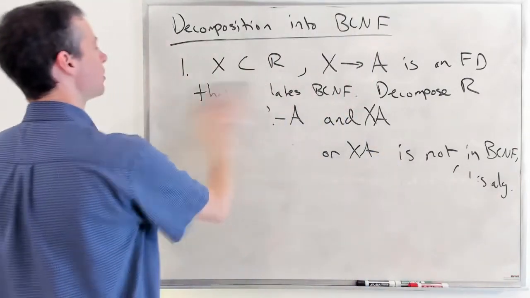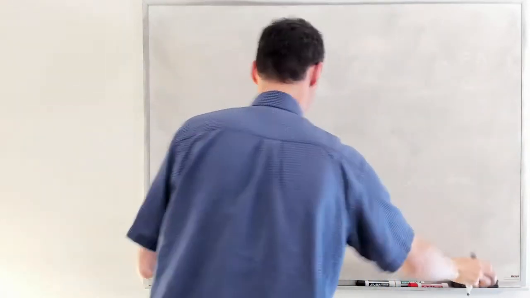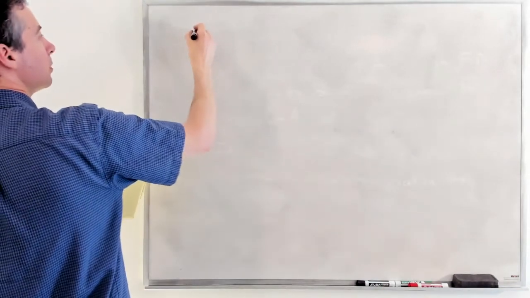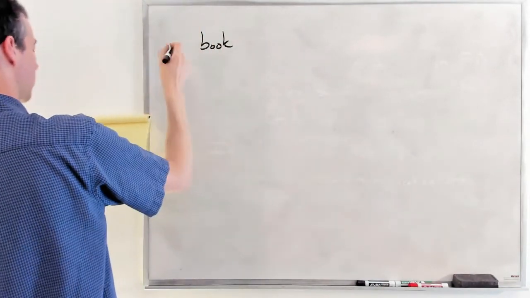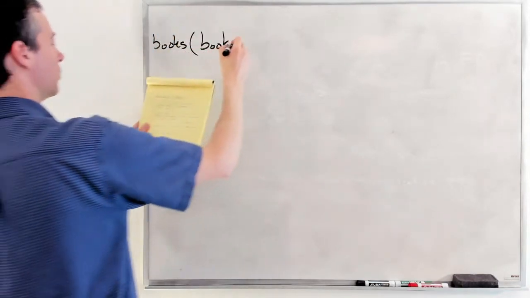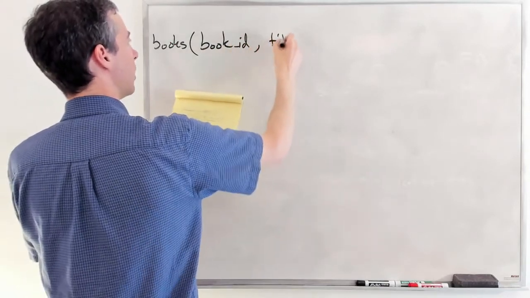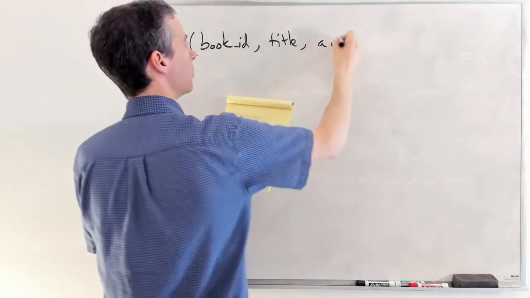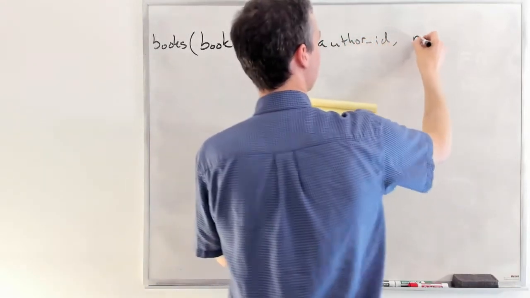Let's say we had done something really crazy. I think it's really crazy. We had come up with a table where, for whatever reason, we called this our books relation, and we put book ID and then a title, and then we put an author ID and then the author's name.